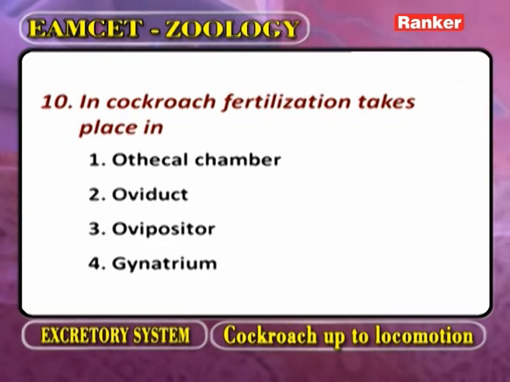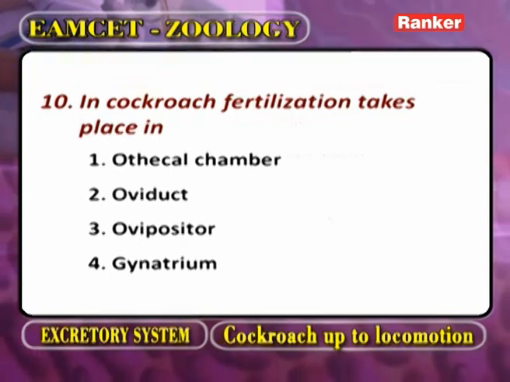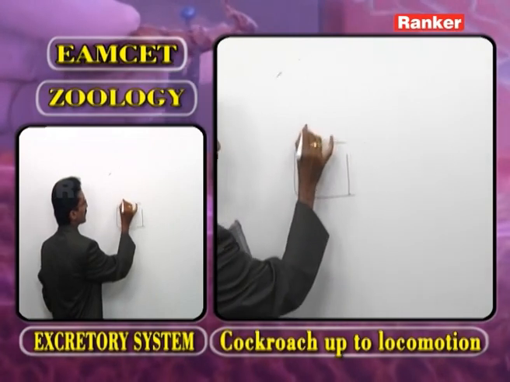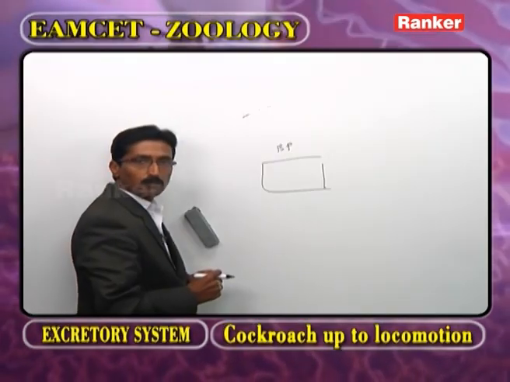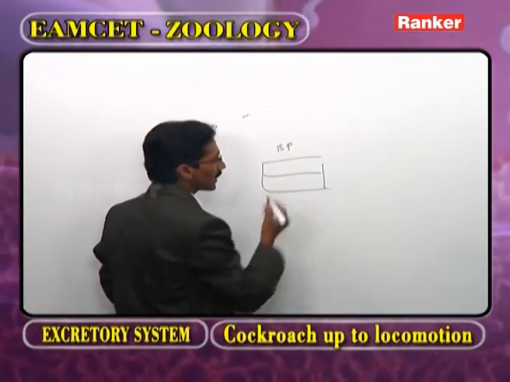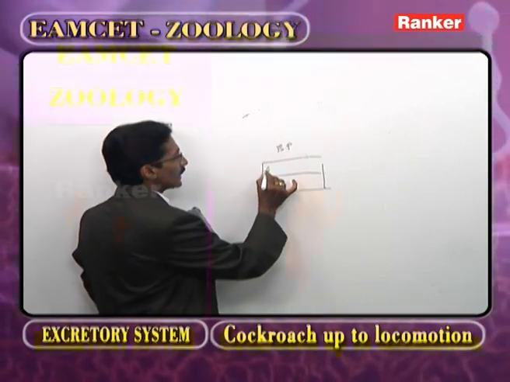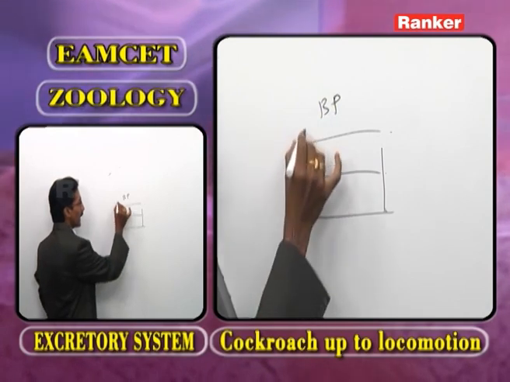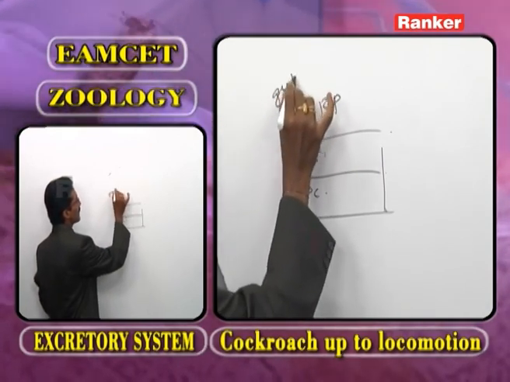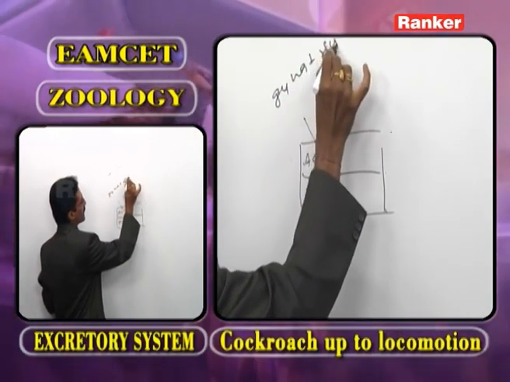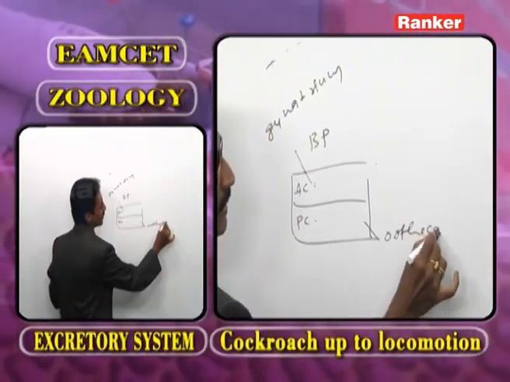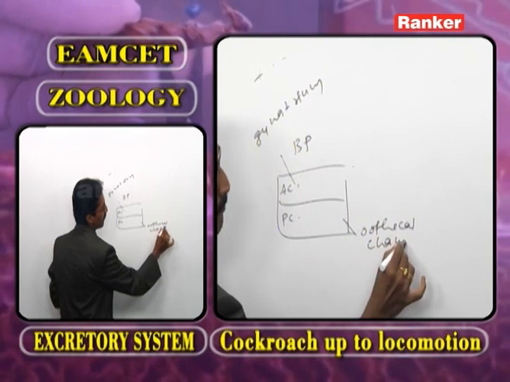Now, go for the next question. In cockroach, fertilization takes place in. Now, this part we call the brood pouch. In the brood pouch, 2 chambers are present. This is the anterior chamber, posterior chamber. The anterior chamber is called gynatrium. What about the posterior chamber? It is called oothecal chamber.